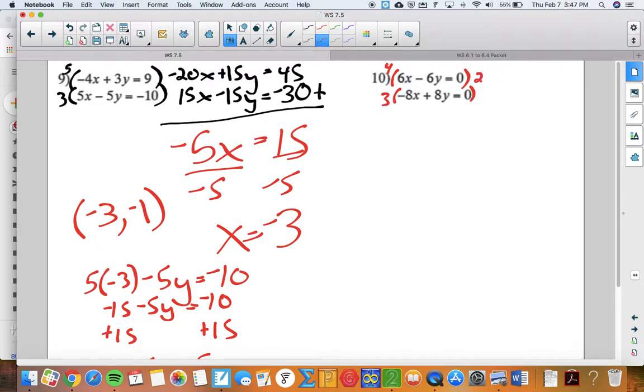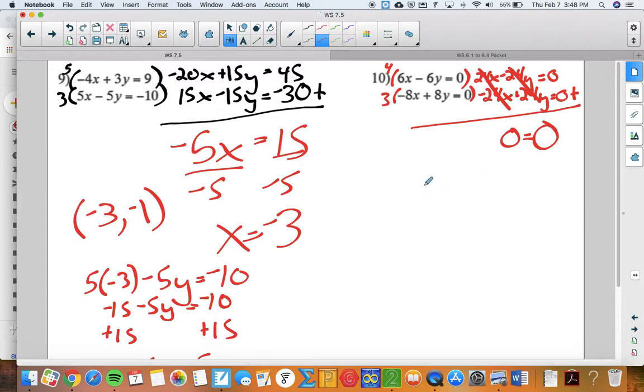So 24x minus 24y equals 4 times 0 is 0. On the bottom, negative 24x, positive 24y equals 3 times 0 is 0. I can add this together because I have opposite x's, so I get 0x. They're eliminated when I add them together. I also have 0y because those are eliminated when I add them together. So I have 0 on the left. 0 plus 0 is 0. I have a truthful statement here, so there are an infinite number of solutions.